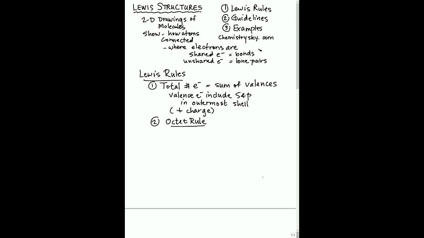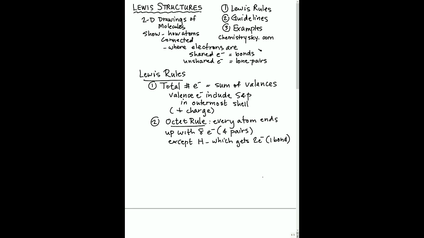Okay, and then the other rule is the octet rule, which states that every atom in your Lewis structure has to end up with 8 electrons. And remember, 8 electrons is the same as 4 pairs of electrons. All electrons should be paired in your final diagram. And with the exception of hydrogen, which gets only 2 electrons or 1 bond. So hydrogen should always only have 1 bond. If you have a hydrogen with more than 1 bond, you know it's wrong.